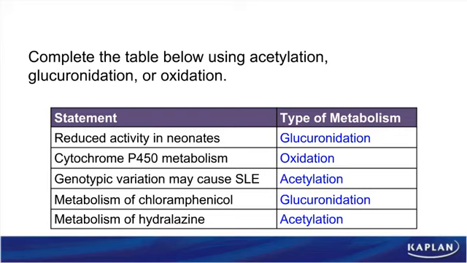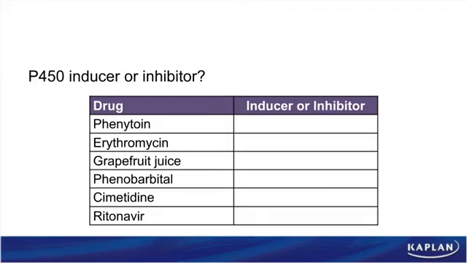Metabolism of chloramphenicol is by glucuronidation. This is important to remember because neonates exposed to chloramphenicol develop gray baby syndrome because of their inability to glucuronidate the drug. Hydralazine is metabolized by acetylation. Patients who are slow acetylators might develop drug-induced SLE.